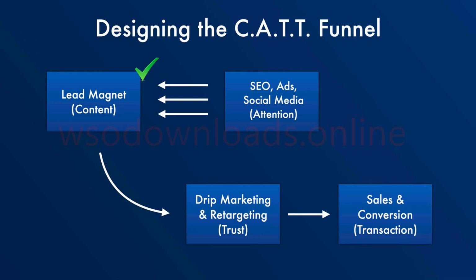In this particular module, we had a look at the CATT funnel. First, we had an overview of what it means to create a CATT funnel, which is content, attention, trust, and transaction. And then we had an in-depth look at content alone, the different types of content you can create, especially the lead magnets, so that you can attract attention to that content and then get people to opt into your content. So once your content is ready, before you build the trust building mechanism, which is drip marketing and retargeting, which we will cover in the trust module, let's look at how to drive attention to this particular content.